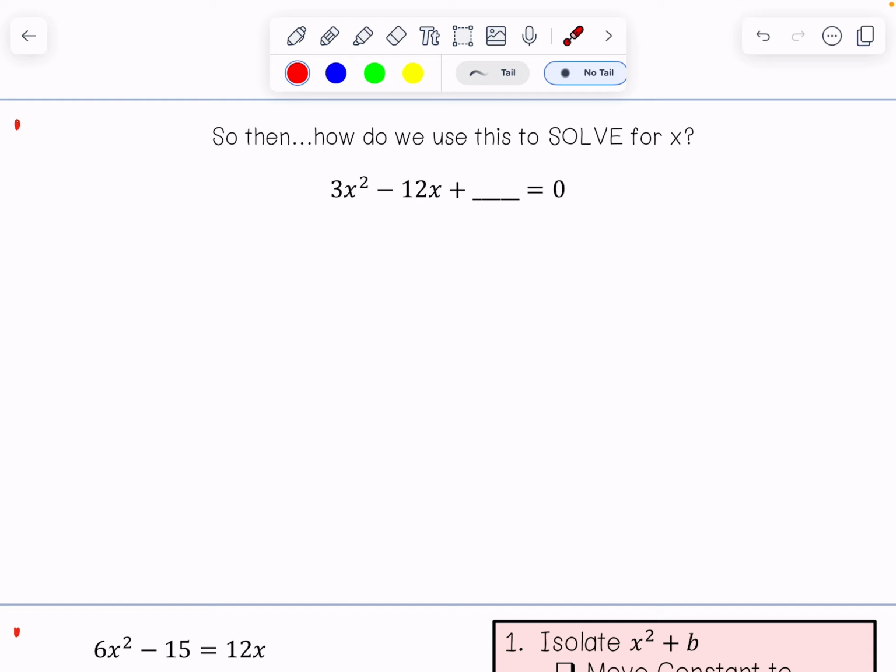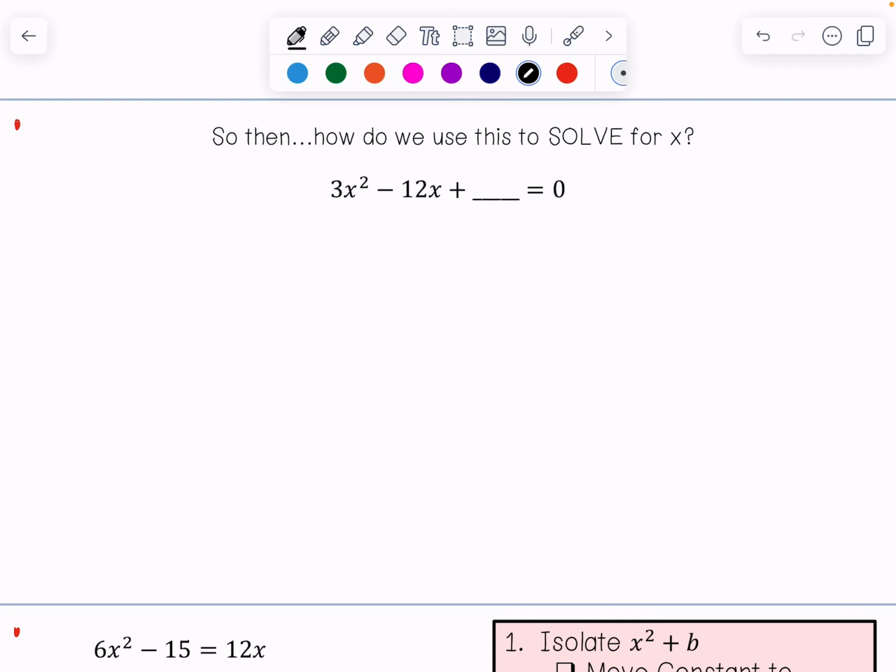Okay, in this last video in this mini series on completing the square, we're actually going to look at how we can use it to solve. So completing the square, I really love the visual aspect of understanding that we're finding the area of the missing square to actually create our larger square. But we use this as a tool to be able to solve quadratics.